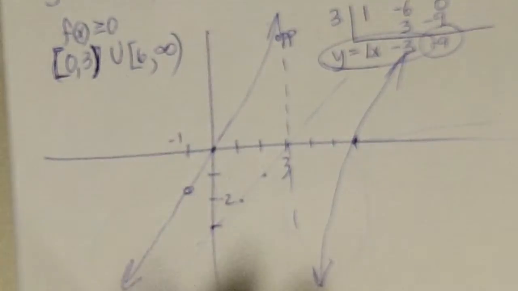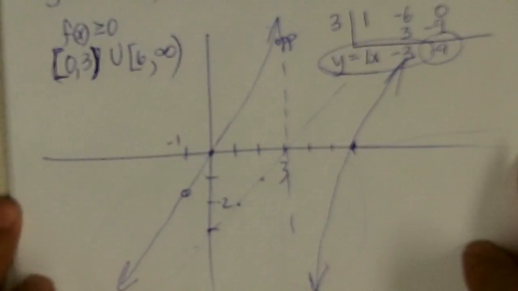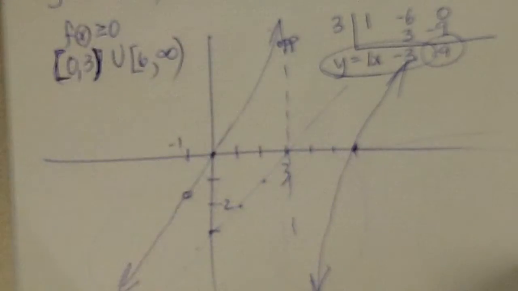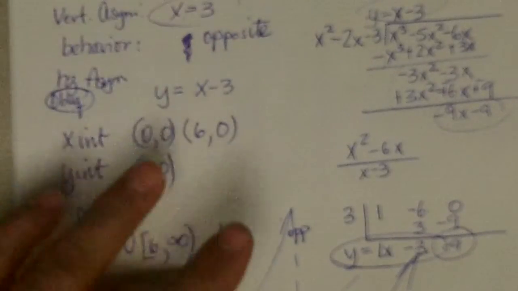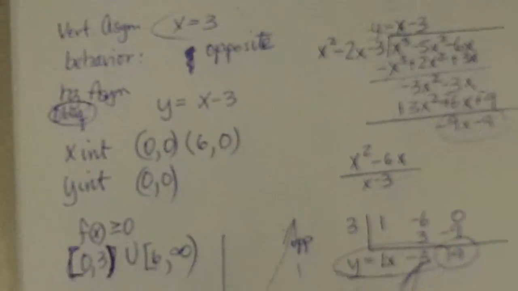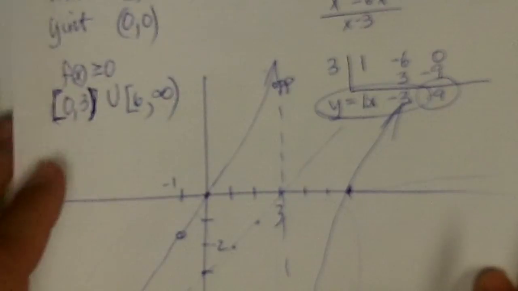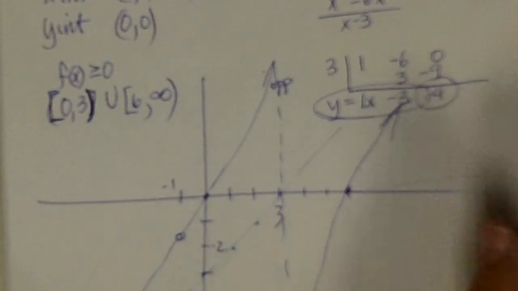So there is the graph. And on the graph, I want to see all the information that you've figured out for the problem. The holes, the vertical, the behavior, and all that sort of stuff. Okay, now we're down to the final two, which are pretty simple.